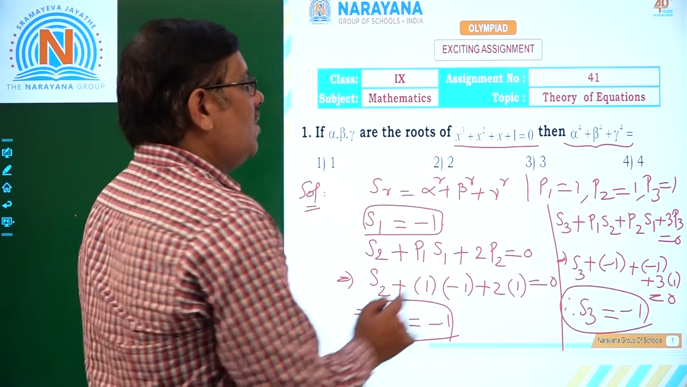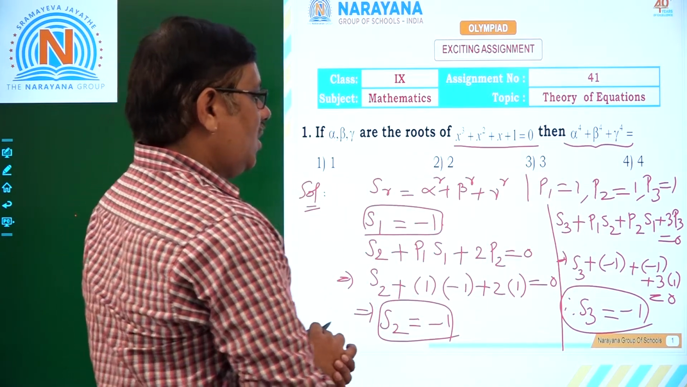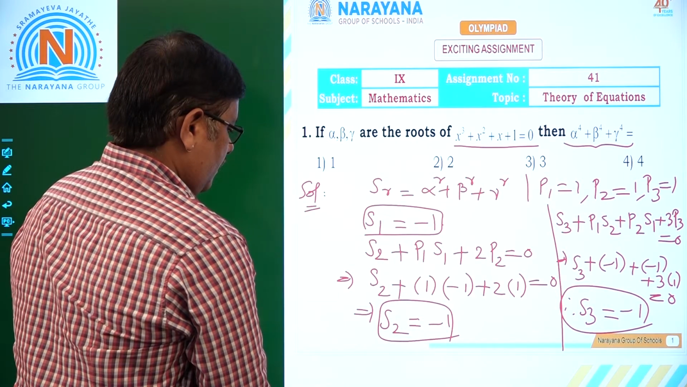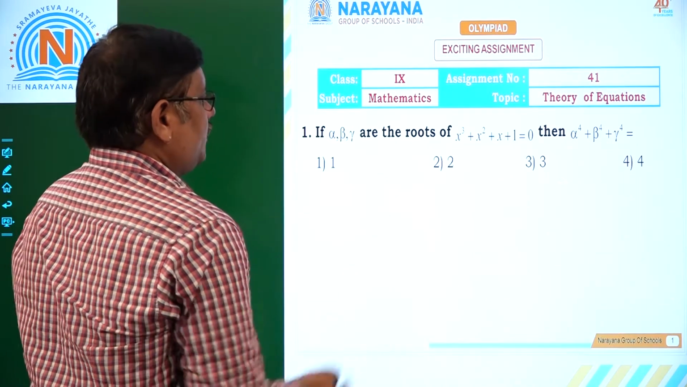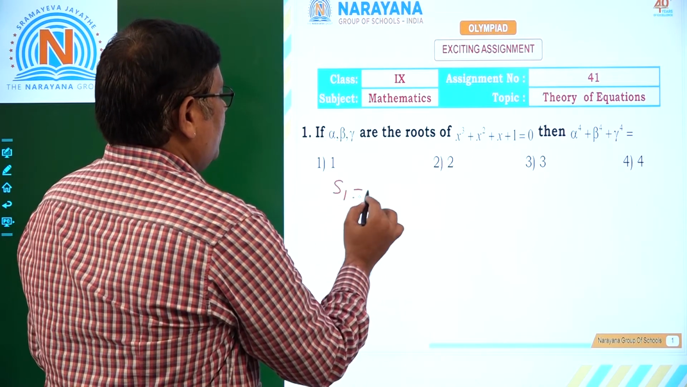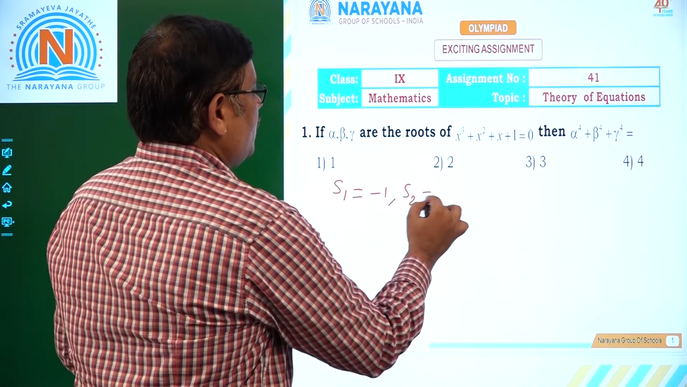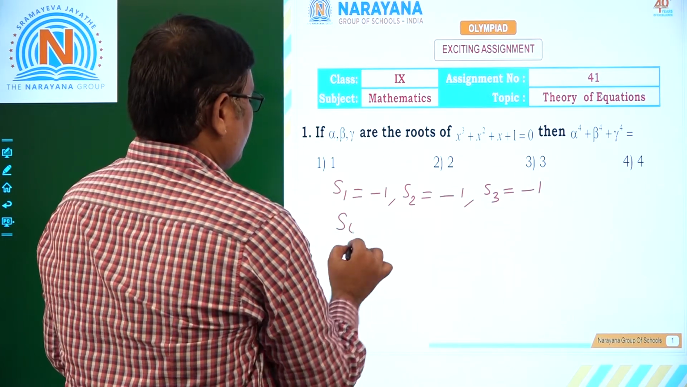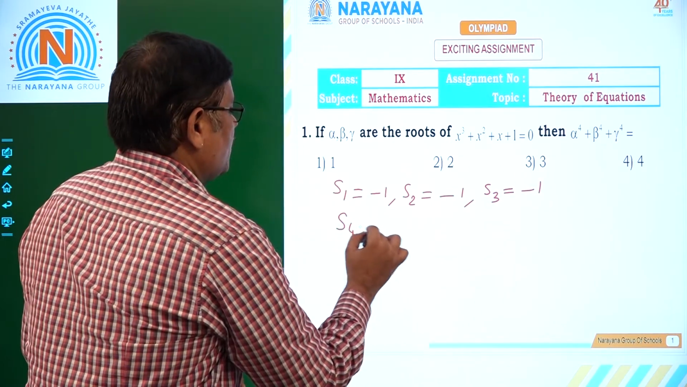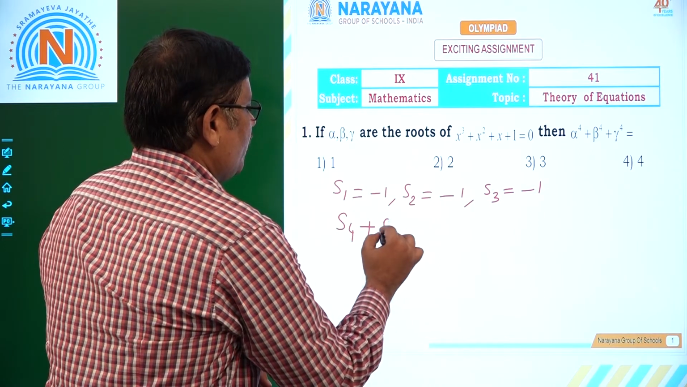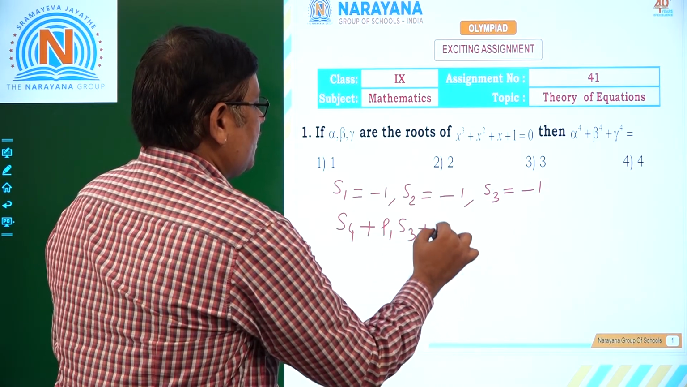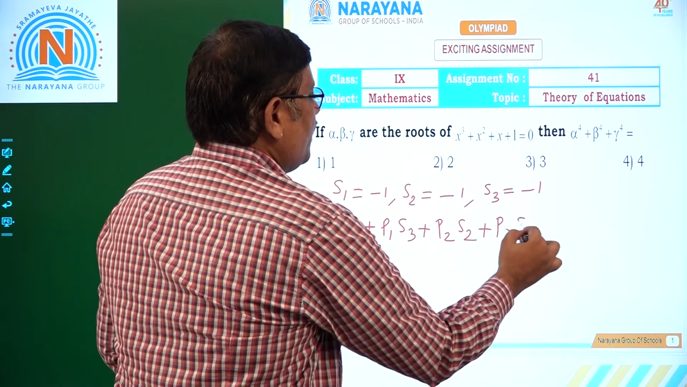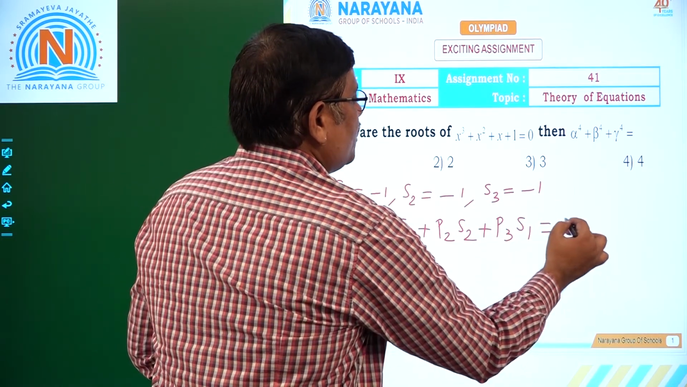So what to find out now? We have to find out S4. How to find out S4? Let us see that. So we have S1 minus 1, S2 minus 1, S3 minus 1. Now we want S4. So for S4 what to do? S4 plus P1 into S3 plus P2 into S2 plus P3 into S1 is equal to 0.